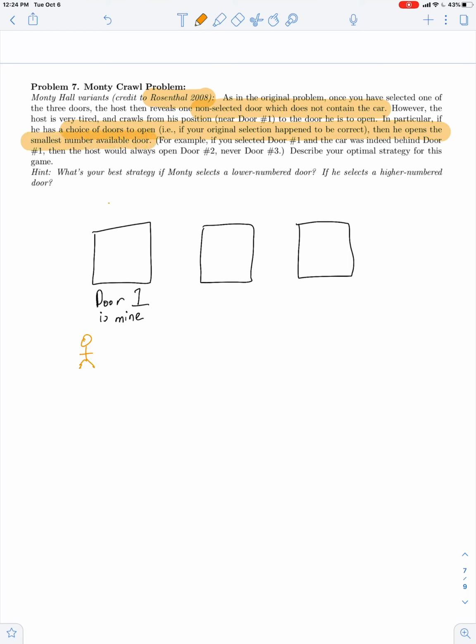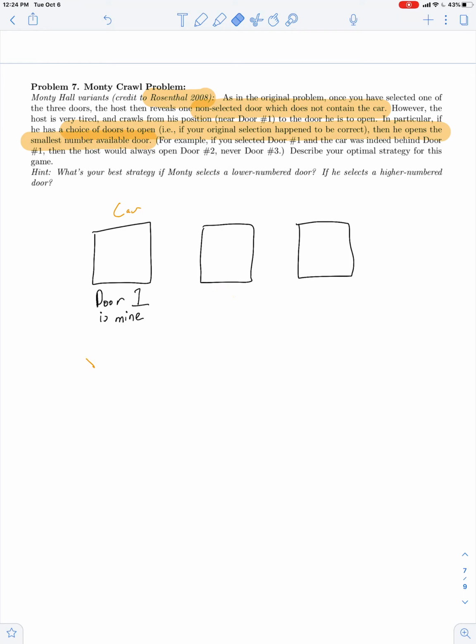So say that the car is here. That's the only time that he has a choice, because if the car was say in door 2 and I had door 1, then he'd have to open door 3 because he's always going to choose a door that contains a goat. But say that the car is in door 1, this is the only time that he has a choice. He's always going to crawl to the lowest number door, which in this case is door 2. So he's never going to select door 3 if he has a choice.